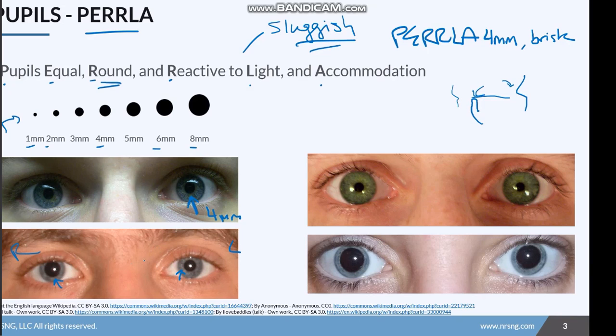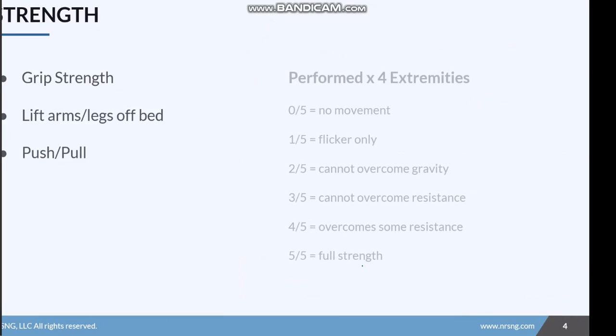Now, if one pupil is blown, like in this image, they may have a stroke or a bleed on the brain or a lesion on that side of the brain, okay? So any pupils that are fixed and dilated like this is a definite sign of a neurological problem.